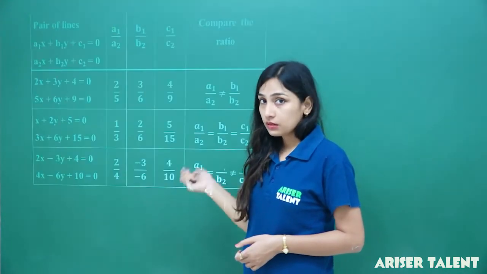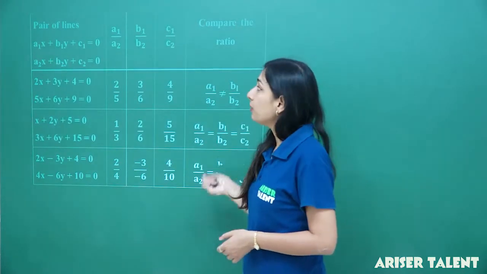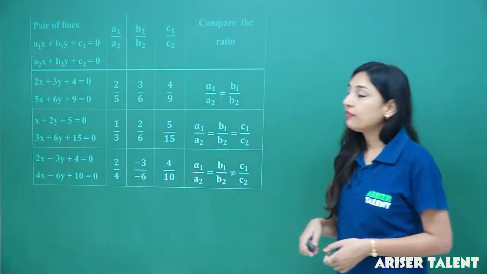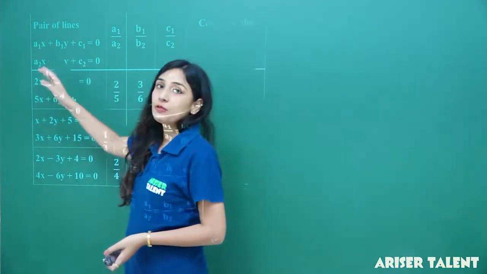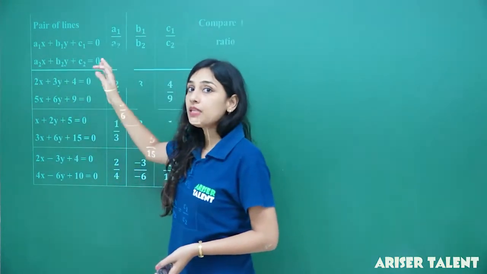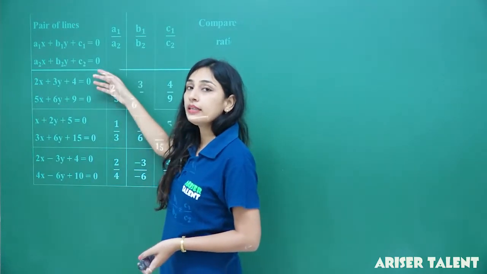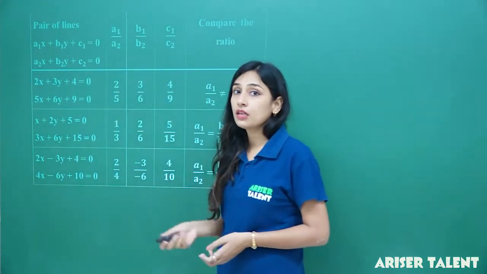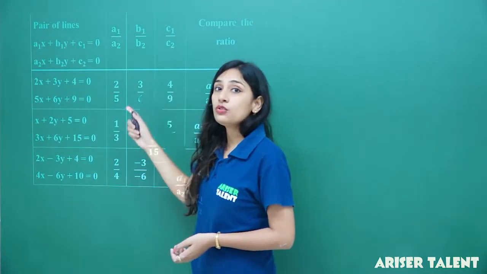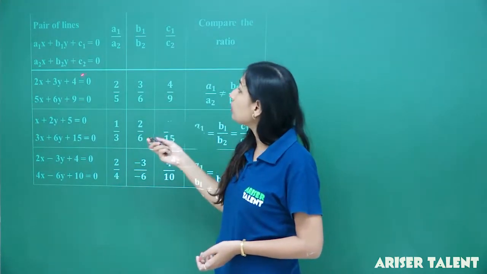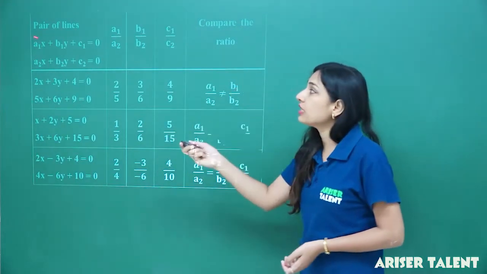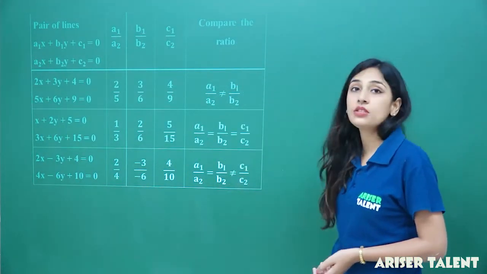We'll look into a table, right? This table is of a pair of lines. If I take some pair of lines, right? Now, A1 X plus B1 Y plus C1 equals to 0. And the other line is what? A2 X plus B2 Y plus C2 equals to 0. Then the ratios A1 by A2, B1 by B2 and C1 by C2.